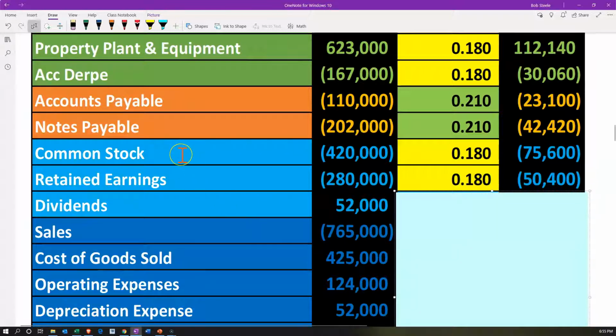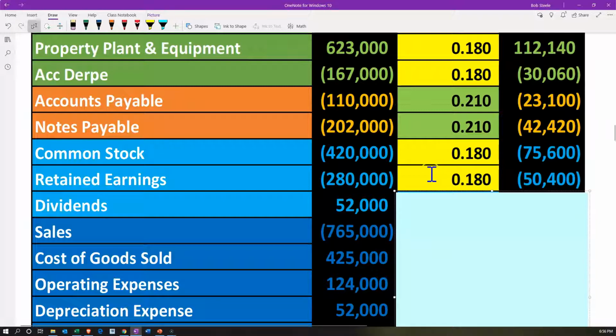Now these two, no more common stock was issued after the parent company purchased the subsidiary at the beginning of the year. Nothing else happened with the common stock since that point in time. So we're going to use the 0.18, which is the beginning of the year when the purchase took place.